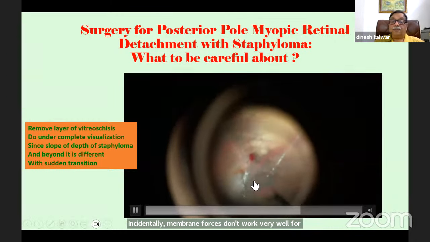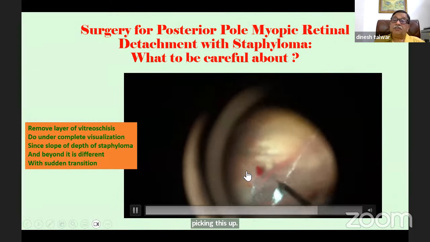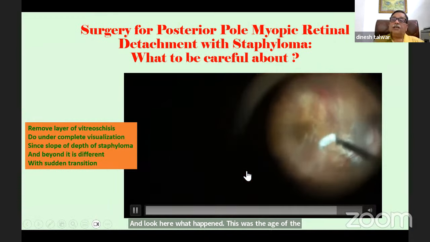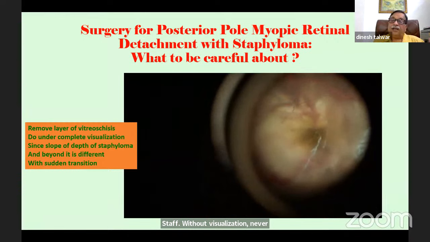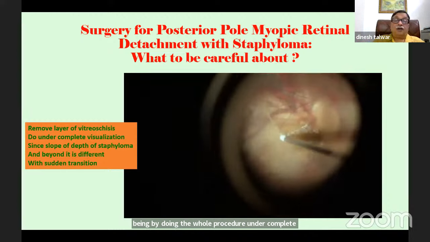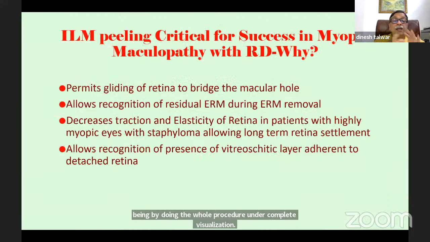And look here what happened. This was the edge of the staphyloma. Without visualization, never go into any area. I made the mistake of missing that edge and hit the staphyloma edge, got a break there with a hemorrhage, which had to be managed. And managing breaks at the edge of a staphyloma can be very difficult. So better to prevent this by doing the whole procedure under complete visualization. Don't let anything go under without visualization.